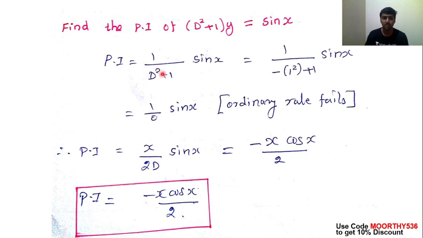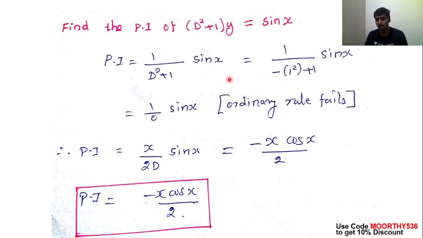We have to replace D square by minus a square. Here a is 1, the coefficient of x. So we are replacing D square by minus 1 square. Minus 1 plus 1 is 0, so the denominator is equal to 0. When the denominator is equal to 0, the ordinary rule fails.